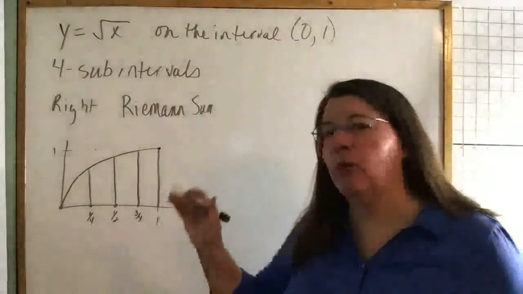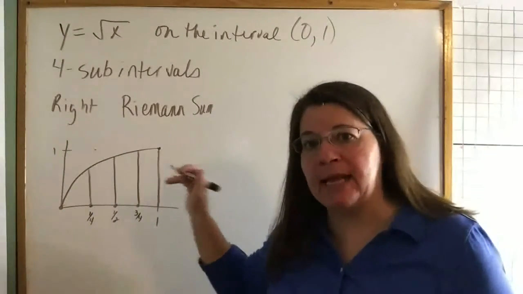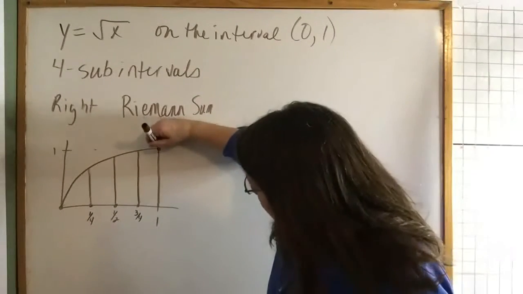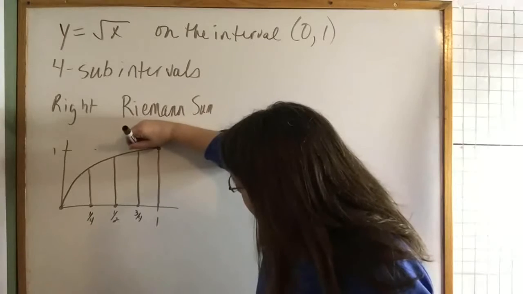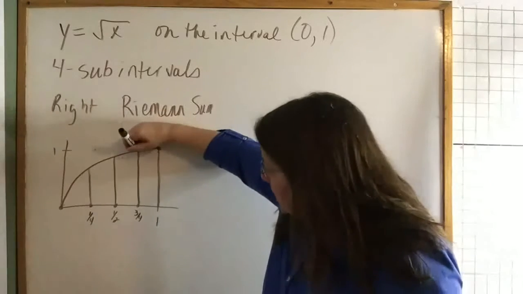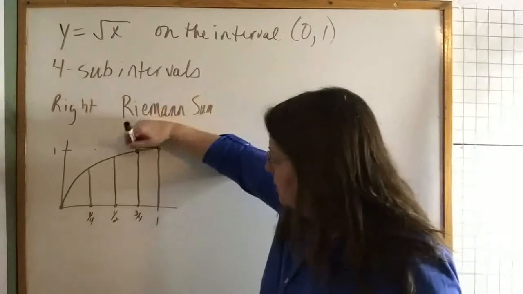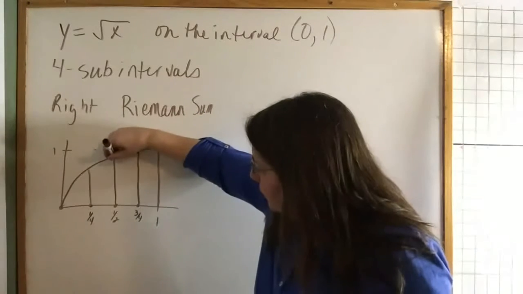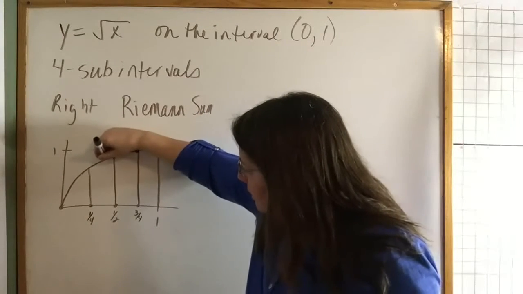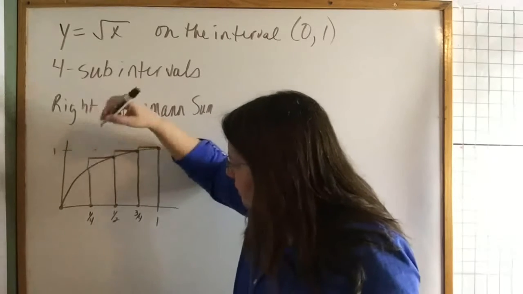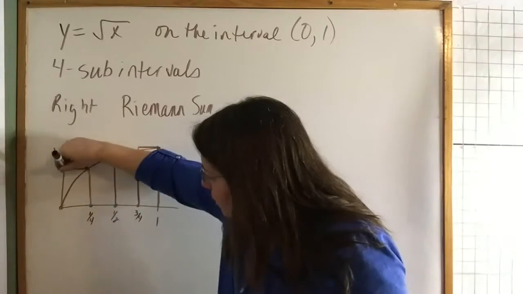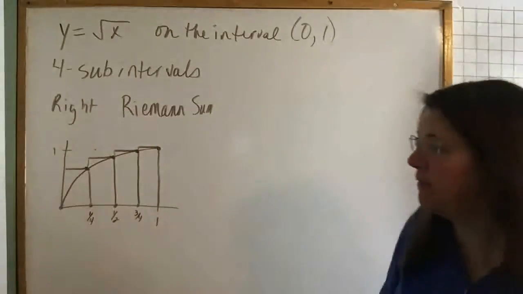So now I'm going to draw my rectangles from the right side to the left side. I'm going to start here, draw my rectangle. So there's the first one. The next one, I'm going to start here, draw my rectangle. For the third one, I'll start here and draw my rectangle. And for the last one, I start here and draw my rectangle over until the end of the interval.